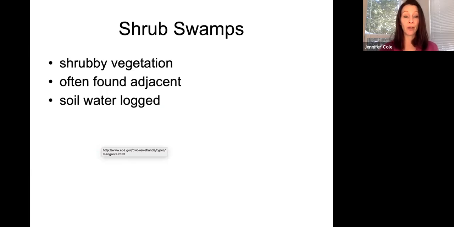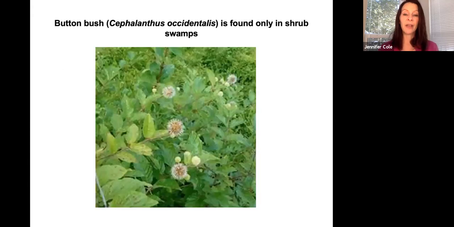We also have shrub swamps, which again, as you get to South Carolina, will take the place in the tidal regions of salt marshes. And now you have shrubs rather than actual trees. And they're also found adjacent to more of the swamps.